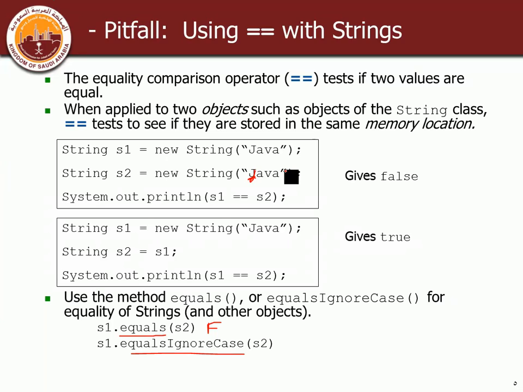If I would like to consider the capital letter and the lowercase letter to be equal, then I'm going to use ignore case. Let me be more specific. Imagine that this is Java all lowercase. If I'm using equals, this gives me false, because this is capital, this is lowercase. It's not equal. If I use equals ignore case, this is true because this is the same letter, just one is capital, the other one is lowercase, and because I said ignore case, it's going to be true. All right. So this is specially for the string.